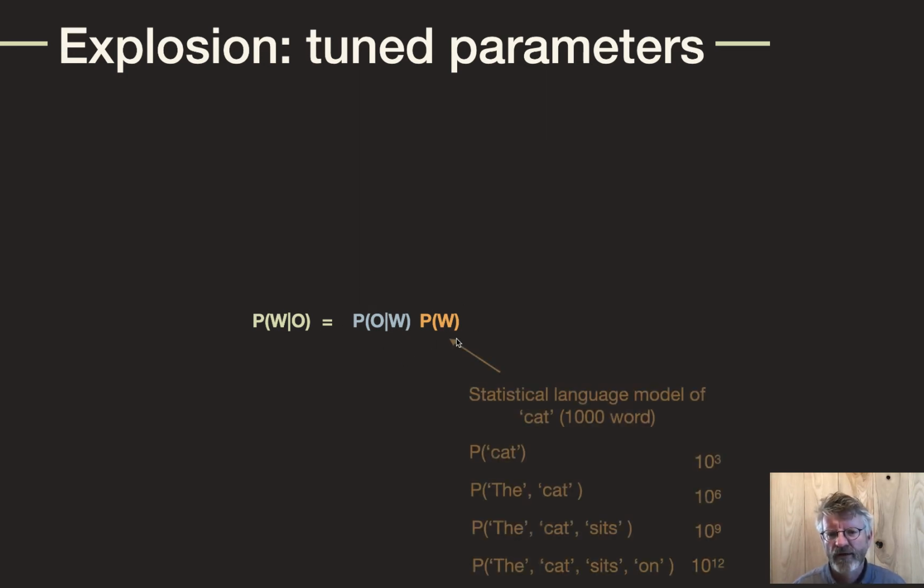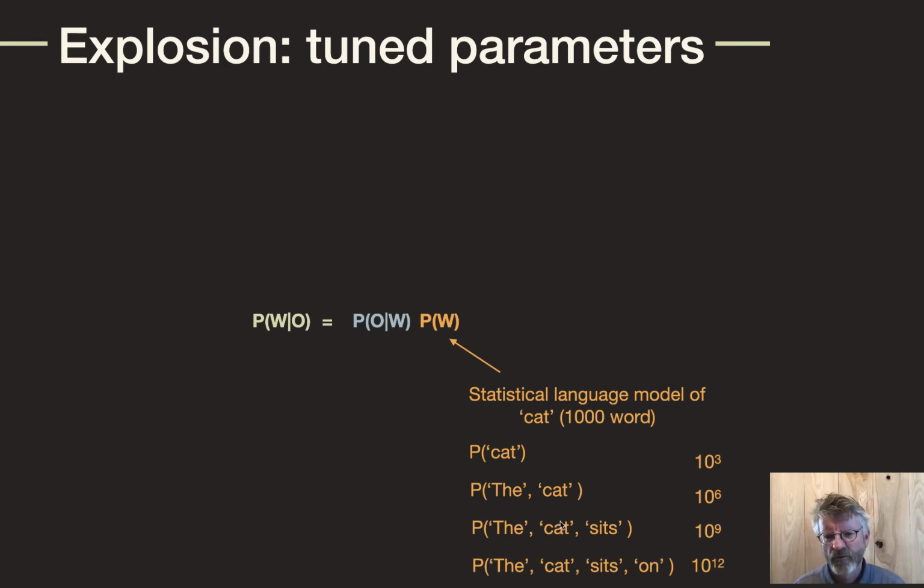So this part here, the language model, well, suppose you have 1,000 words in your statistical language model. It basically means that if you only look at the probability of a single word, in this case cat, then it's 1 of 1,000. But if you look at the probability of the cat, that is in principle 1,000 times 1,000, because the first word has a probability 1 in 1,000, and the other word has a probability of 1 in 1,000. Of course, this is not really the case. This is an approximation, but it's just to make the point and to get an idea of the order of magnitude.